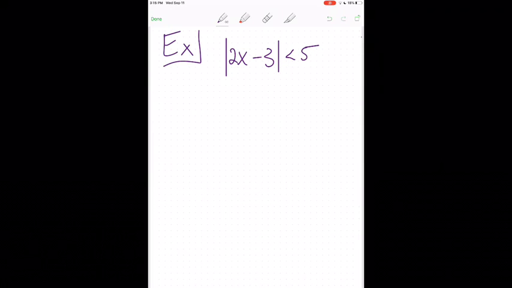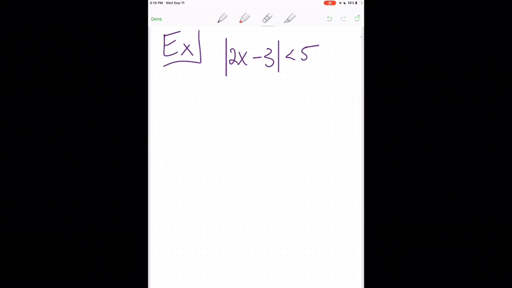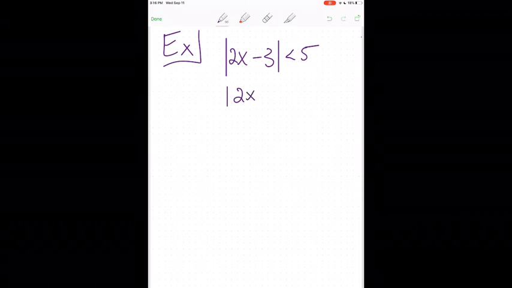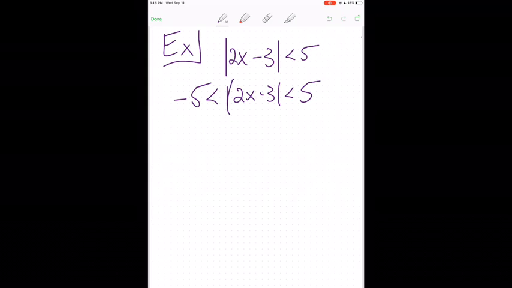In this case, yes, we know that we have to be less than 5, but we can't be less than negative 5, right? If we were to get the absolute value of negative 6, well, 6 is not less than 5. So we also need to be greater than negative 5. So when we have the absolute value of 2x minus 3 is less than 5, this is really a two-sided inequality, because we have to be less than 5, but greater than negative 5. When it's a less than sign, we have to be between the negative of that number and the positive of that number. Now we can just get rid of the absolute value.